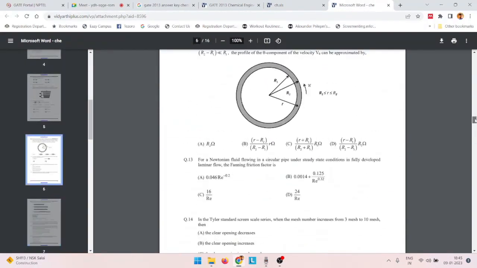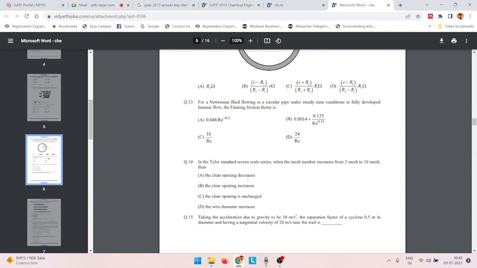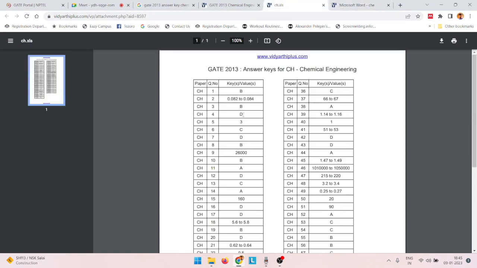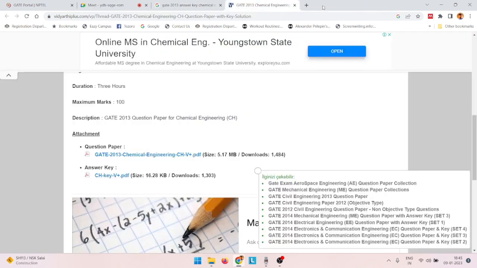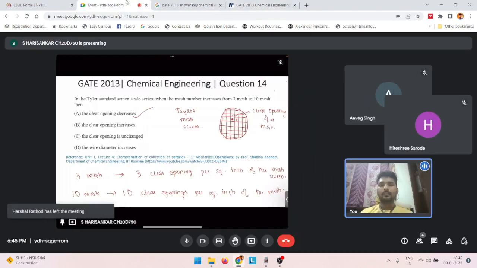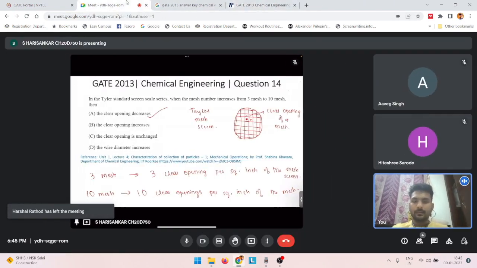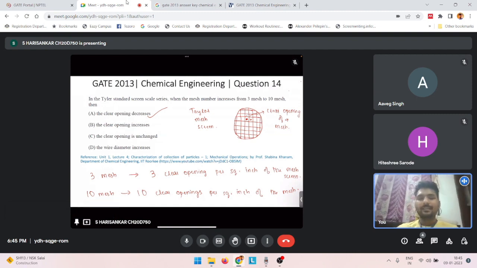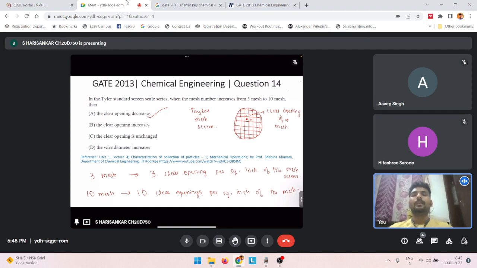Okay, so the clear opening decreases. Yeah, I think this is right only. So what they have tried to say is the clear opening is basically the area of the opening, I think. So the answer key also says the option is A.